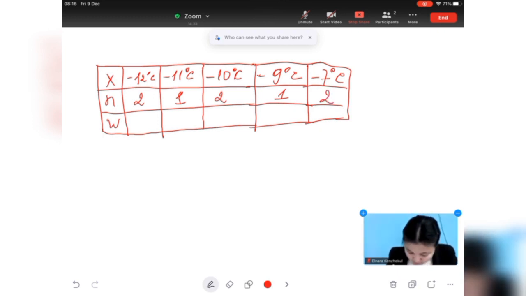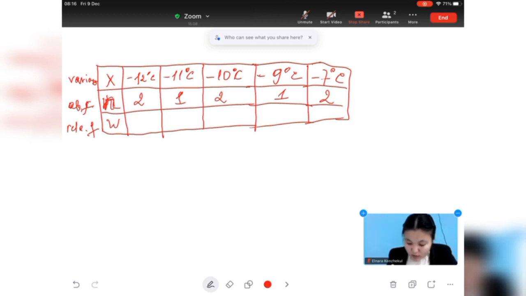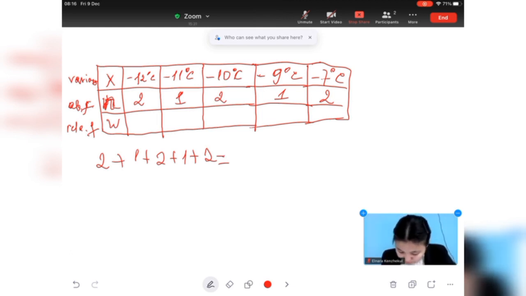And the total number of days, the absolute frequency is n. It is the absolute frequency, and it is the variant, and it is the relative frequency. 2 plus 1 plus 2 plus 1 plus 2 equals 8.